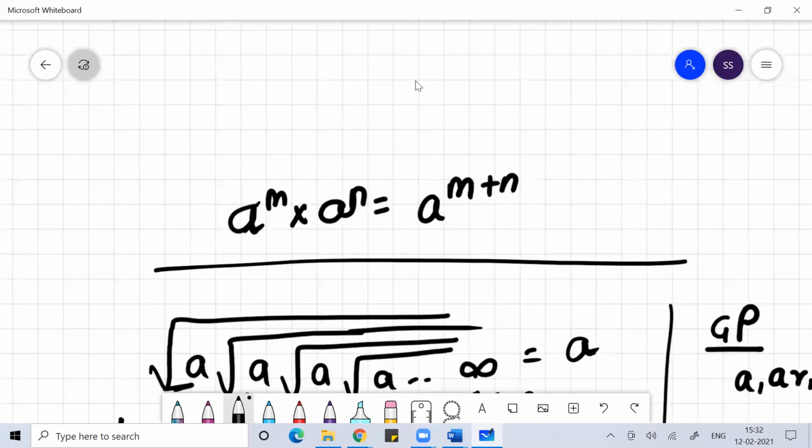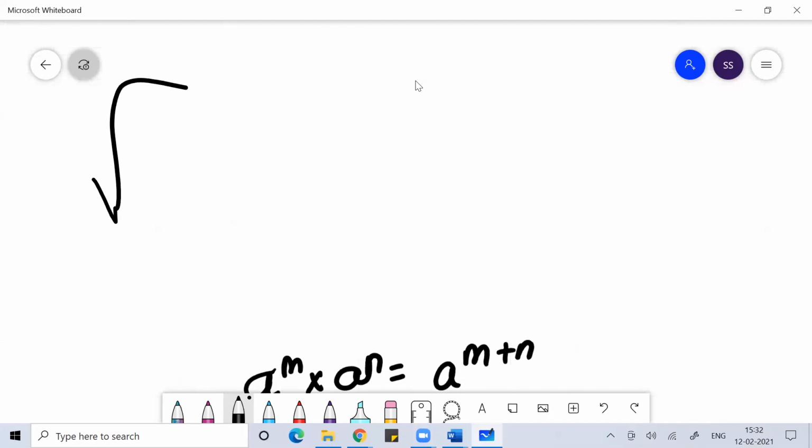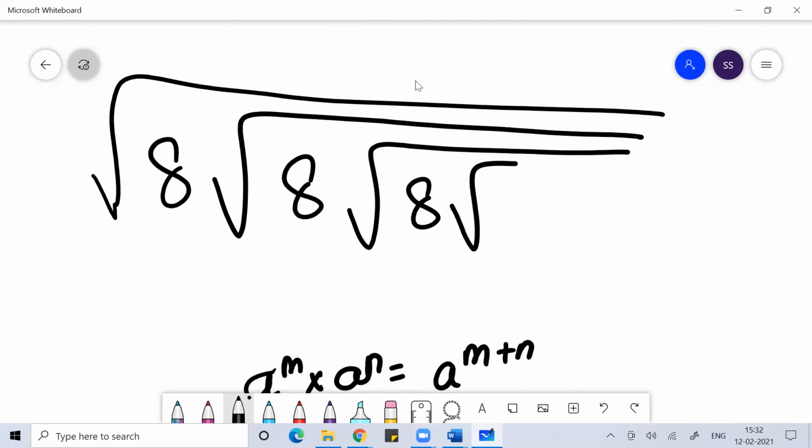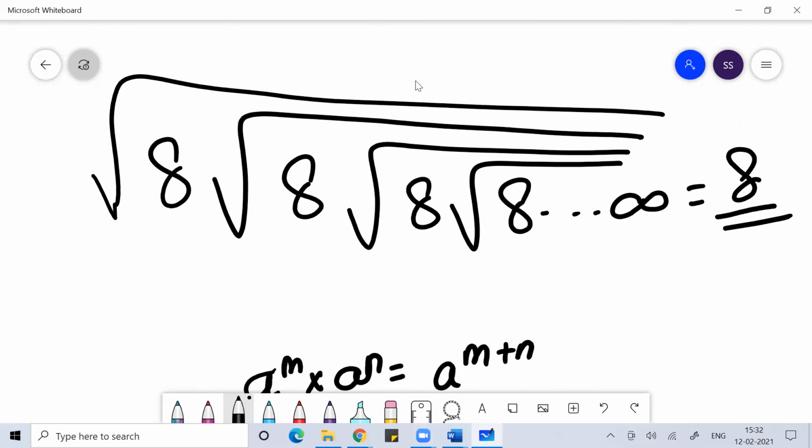Please understand that if you get a question like this, under root 8, under root 8, under root 8, under root 8, like this till infinity, your answer is 8 only. This I want you to understand. For that, I gave you the mathematical reason. If you could not understand the reason, there is no problem, but you should remember this. Is this part clear, everyone?